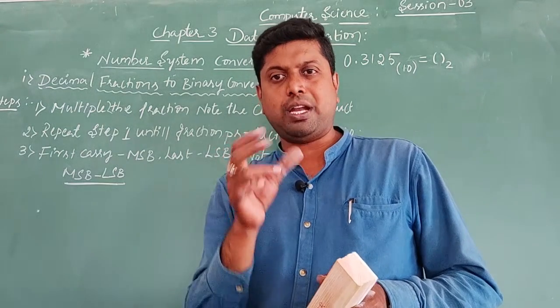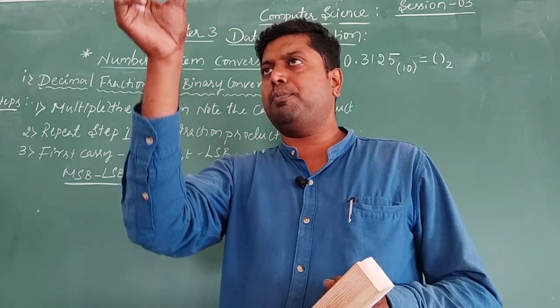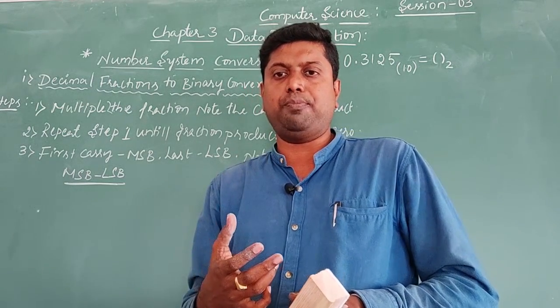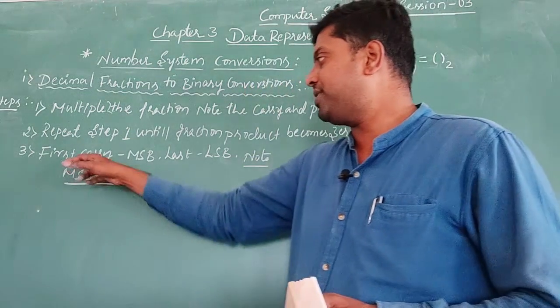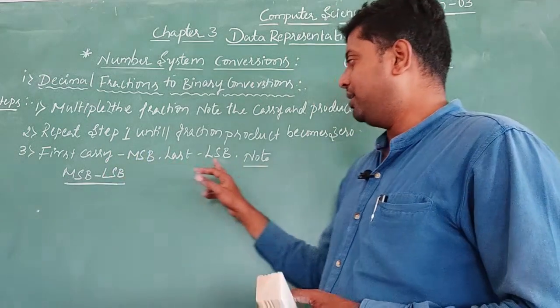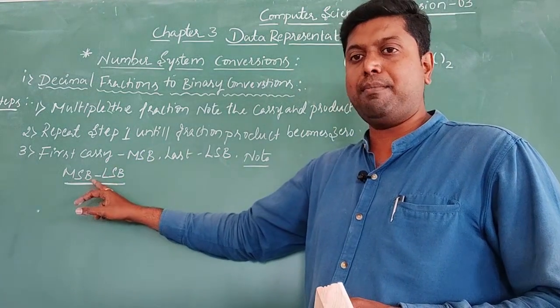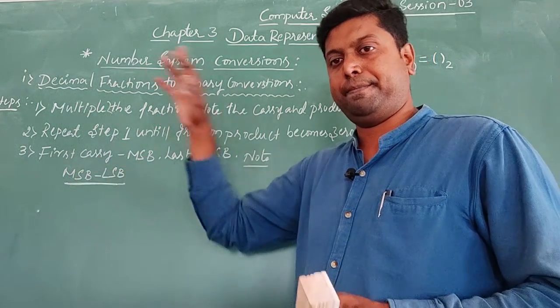Until the fraction product becomes 0, I will show with an example. Whatever the product we have, we have to convert that until it becomes 0. Then that step will be stopped. Like that we have to follow. Then the first carry is the MSB and the last carry should be the LSB. Here also we have to follow the same method, MSB to LSB.